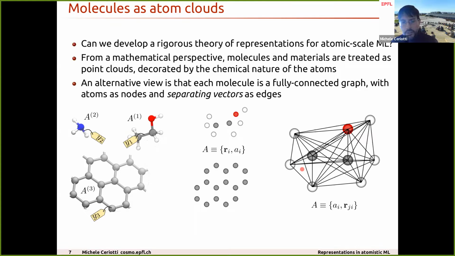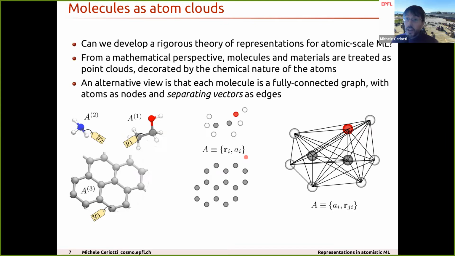And the point I want to make here is that the way we regard molecules as the input for a machine learning scheme is actually very similar to the way objects are dealt with as the inputs of a machine learning scheme in many other domains, because essentially what we do is regard a molecule, as I was anticipating, as the collection of the positions and the chemical nature of the atoms. So basically, for the purpose of the models that we build, molecules are just point clouds.